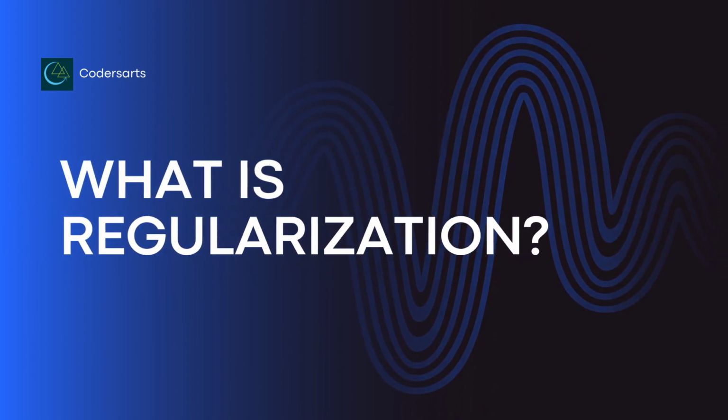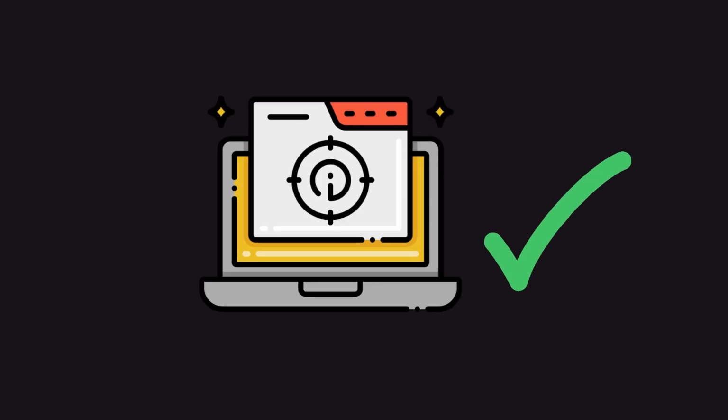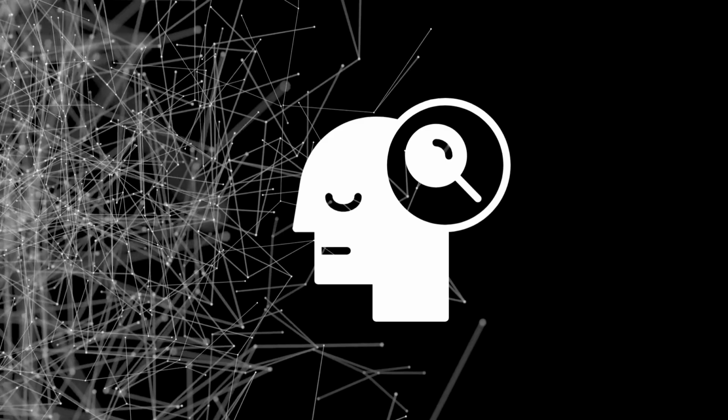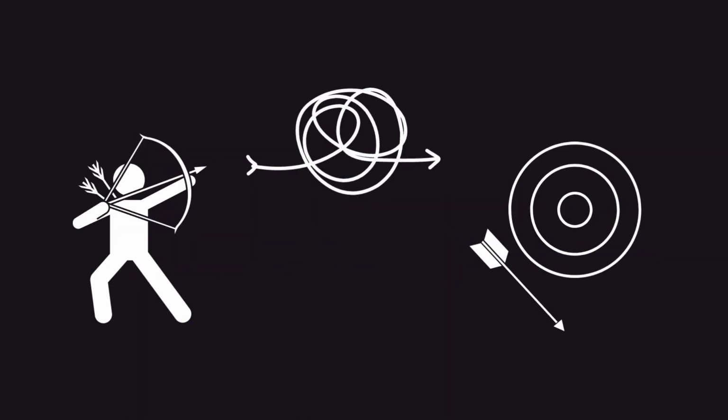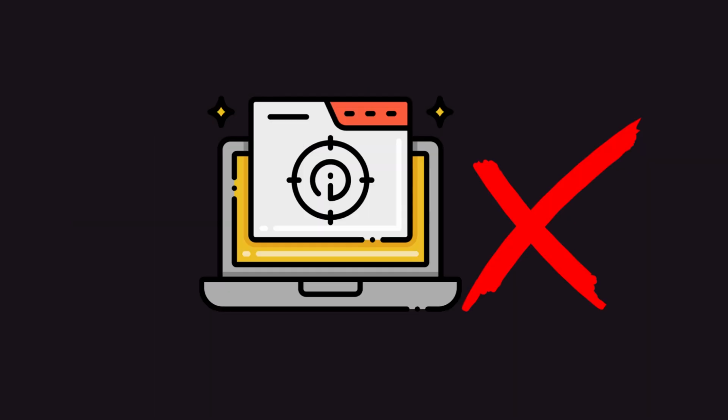In machine learning, we often want to build models that can accurately predict outcomes. But sometimes our models can become too complex and start to overfit the data, which can hurt the model's performance on new unseen data. This is where regularization comes in.